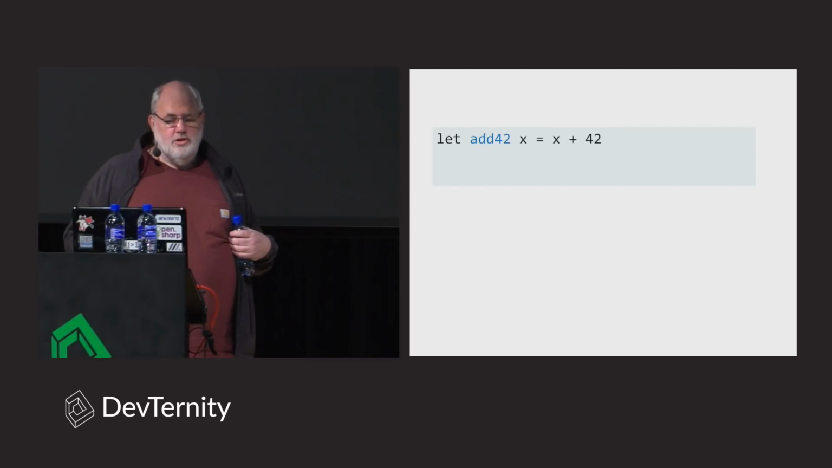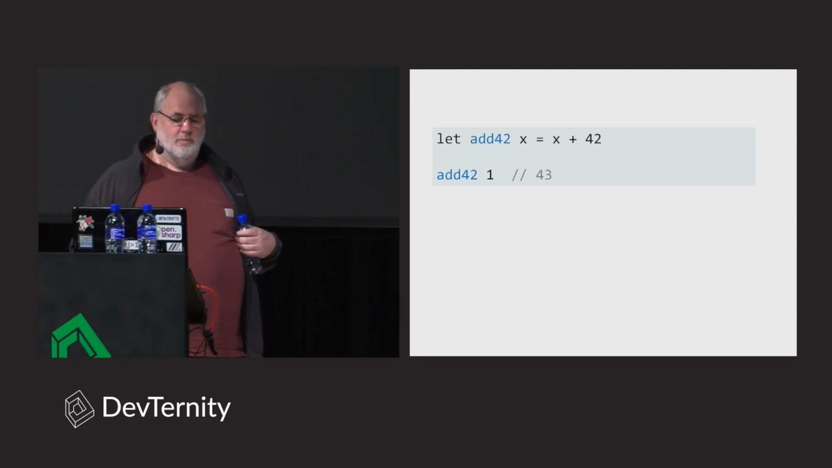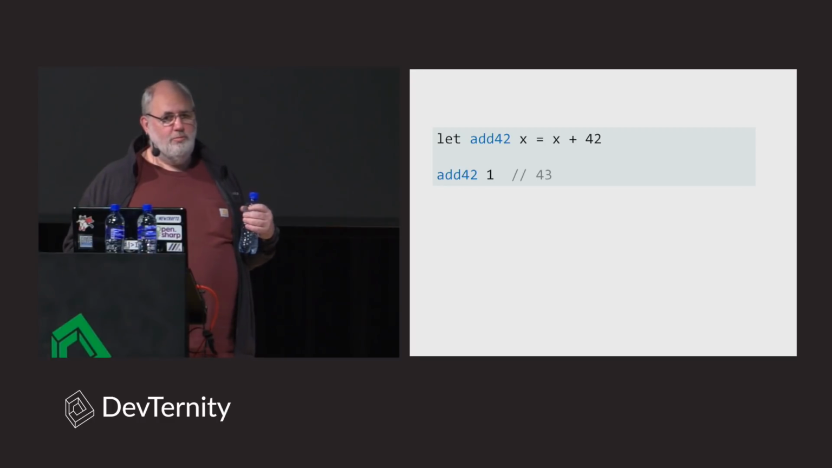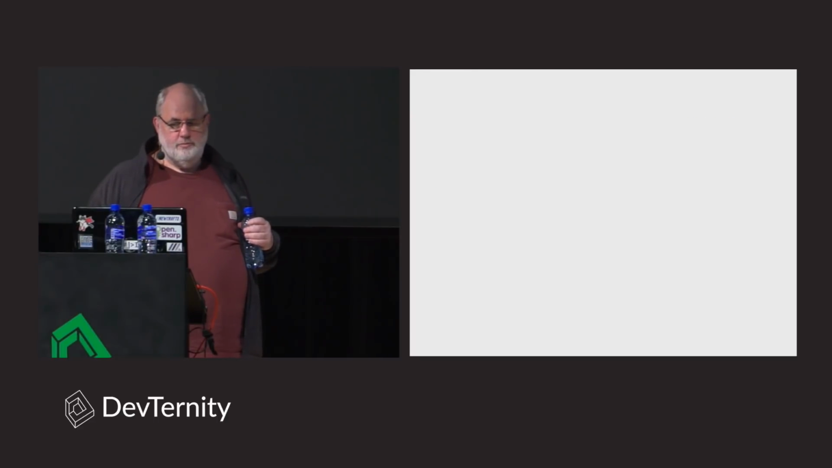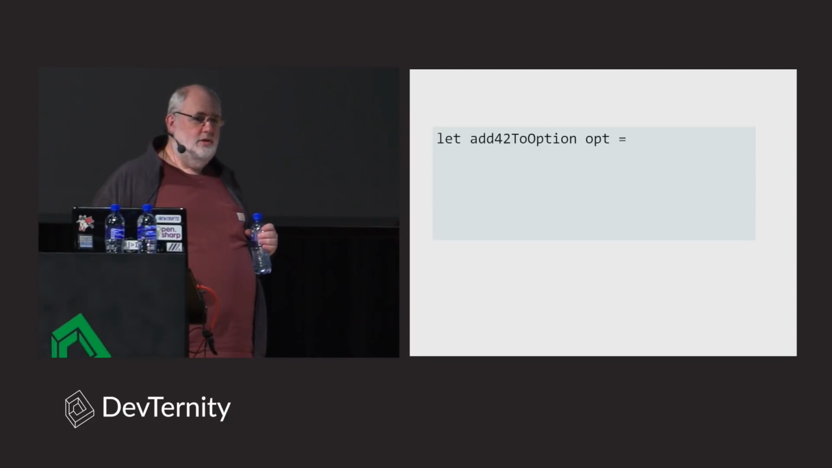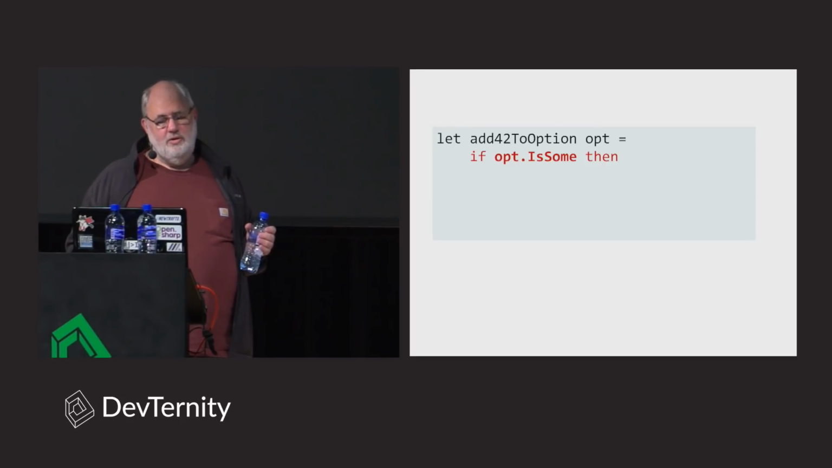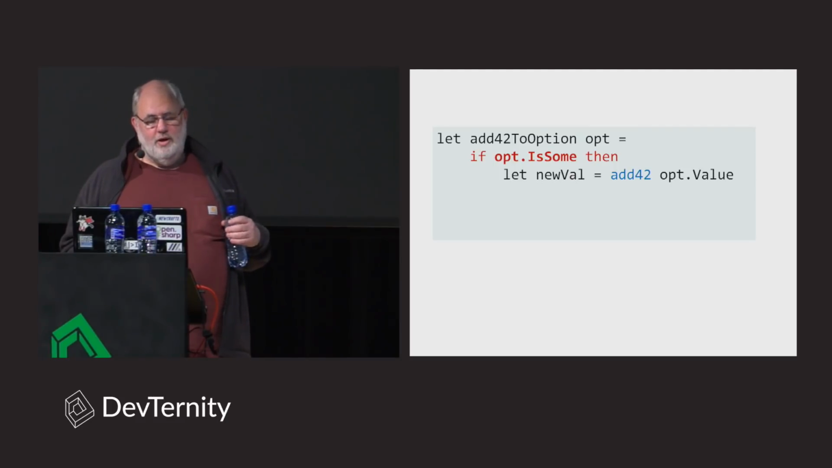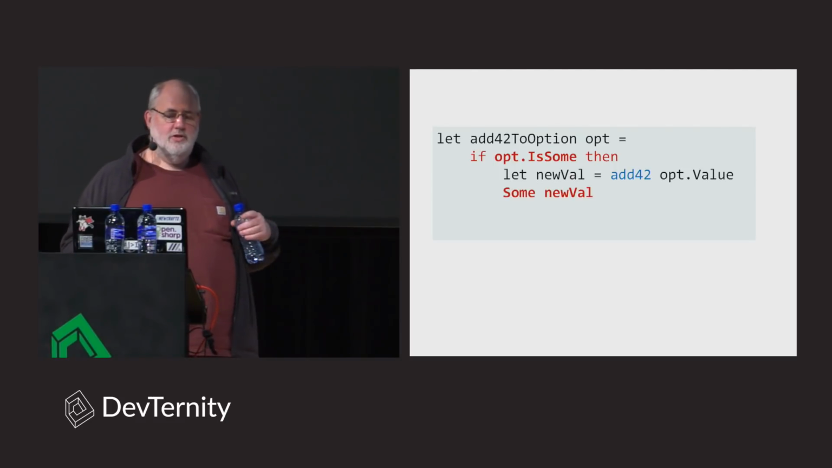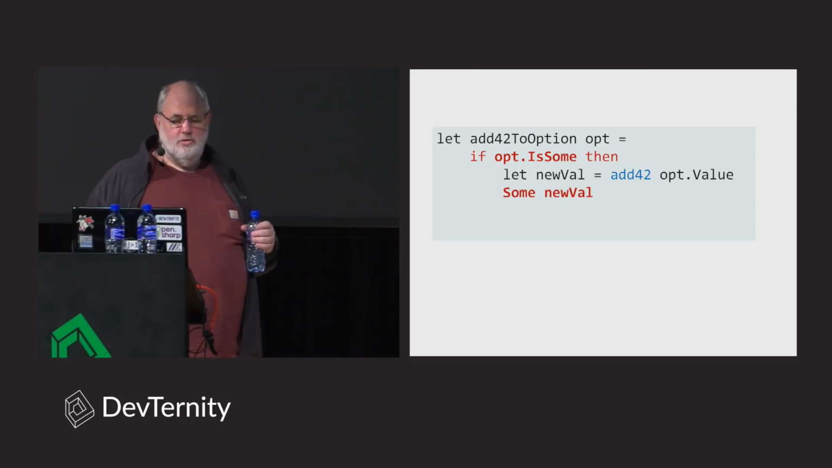So let's look at an example. Here's add 42, because 42 is a good number. And if we take that function, we add 1 to it, we get 43. So that's a normal, boring function that works in the normal world. Right? It works on non-optional values. Now, if we want to add 42 to an option, what we have to do is say, well, is it something or not? If it is something, we can get the value out and take the new value, and then we have to rewrap it up and turn it back into an option again. Otherwise, it's left what it is, right? And again, you could replace this with nil if you want to do nil checking, same kind of thing.